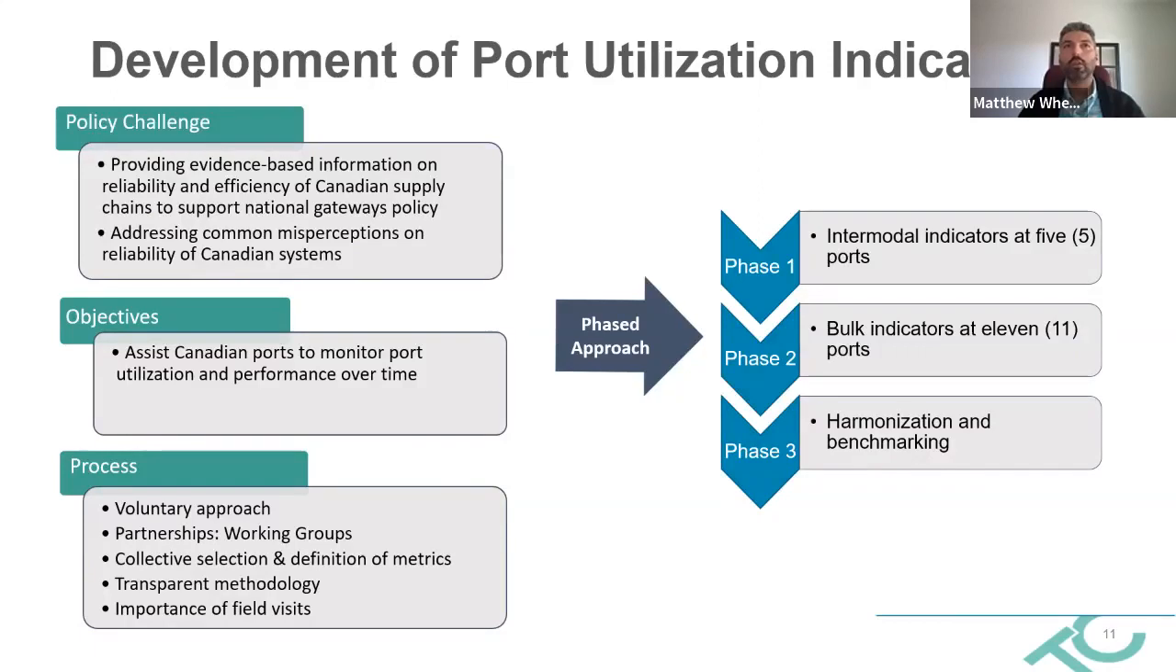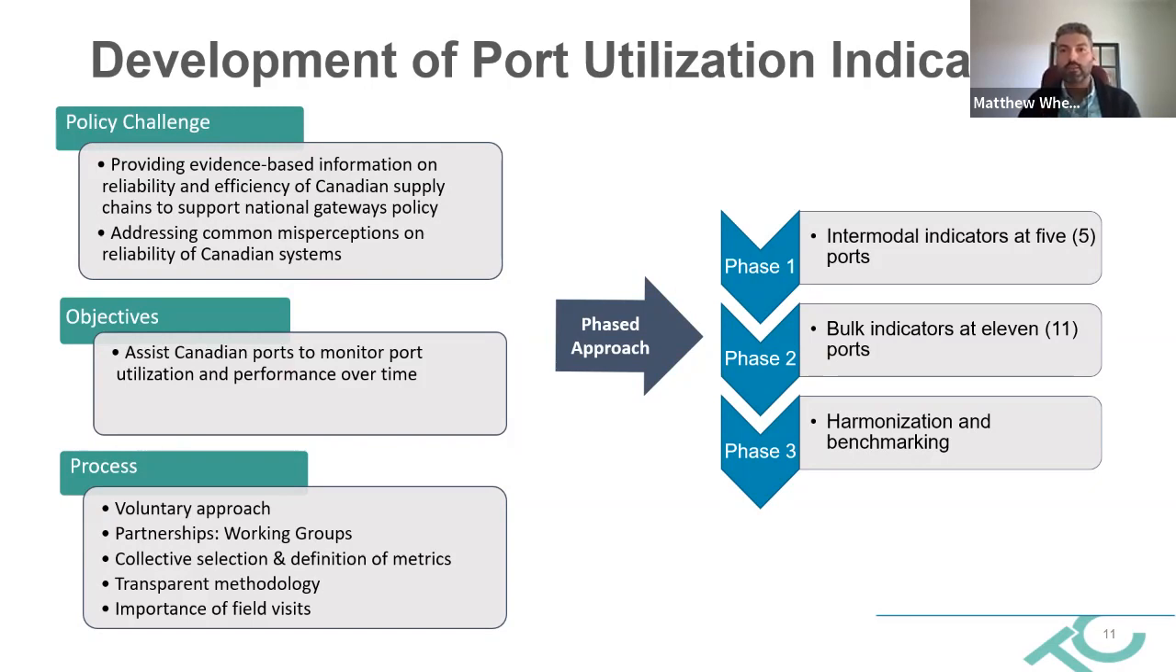So the first component, or a parallel project of that, was developing some port utilization indicators. These indicators were developed as a response to a policy challenge to provide evidence-based information on the efficiency of Canadian supply chains, and to address common misconceptions or misperceptions about the reliability of the Canadian system. This was probably the earliest project. It was launched in 2008 and developed a set of utilization indicators at a national level to assist ports in monitoring operational performance over time.